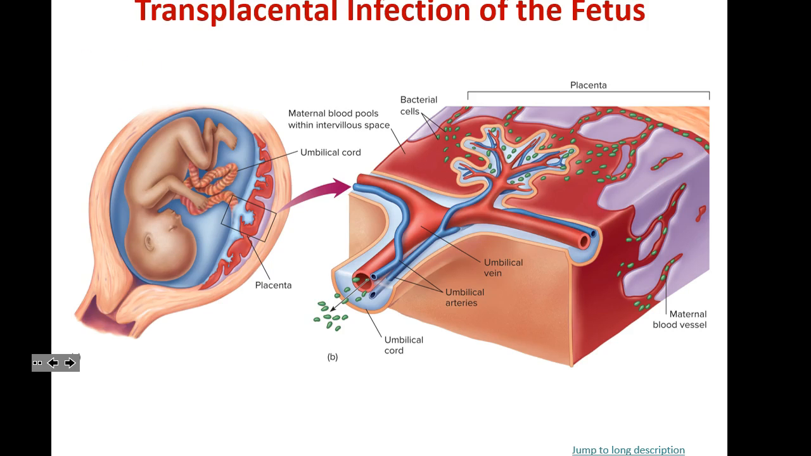Here's a picture of the transplacental infection of the fetus. These little green cells here are an example of those that come through the umbilical cord. Bacterial cells here. Maternal blood pools within the intervillous space. And there is the umbilical cord there on the baby.